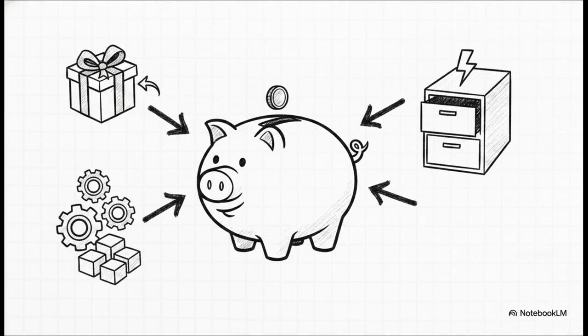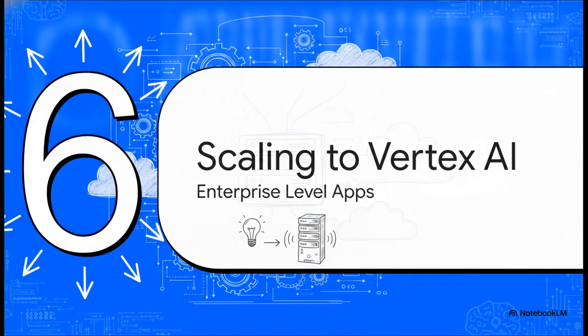Finally, just be super aware that turning on Google search grounding introduces extra, separate costs for every single search query triggered. Finally, part 6, scaling to Vertex AI, taking your app to the enterprise level.